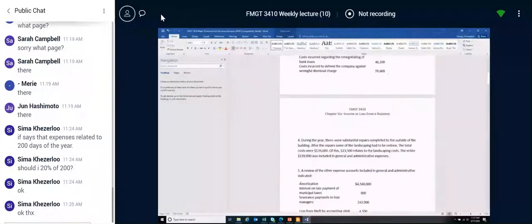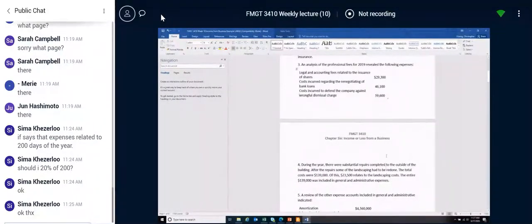Okay, item number 4. There were substantial repairs completed to the outside of the building. After the repairs, some of the landscaping had to be redone. The total costs were $139,000. Of this, $23,500 relates to landscaping cost. The entire $139,000 was included in G&A expenses. Okay, so first off, let's look at this landscaping. If you were following traditional GAAP, how would you treat this landscaping cost? If you were following ASPE or IFRS, how would those landscaping costs be treated?